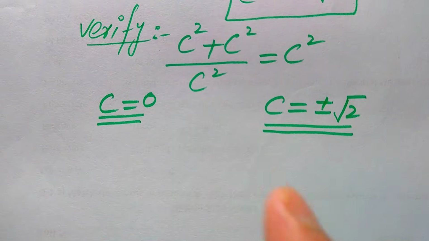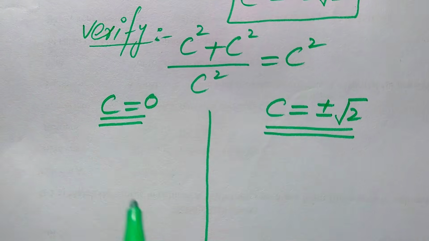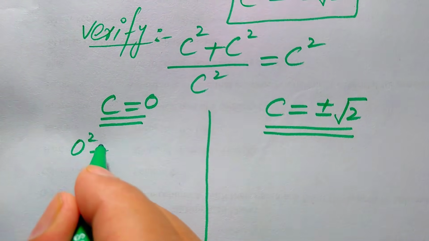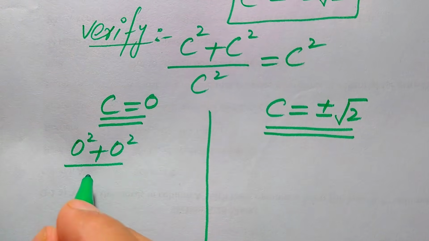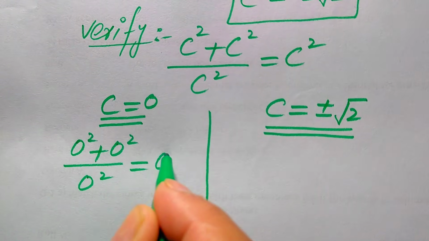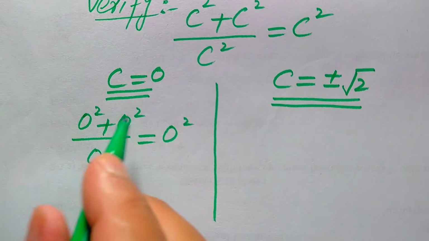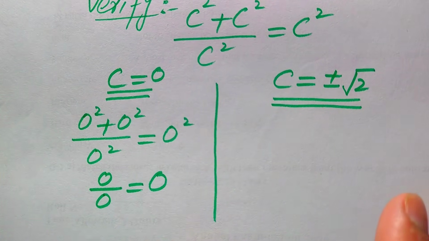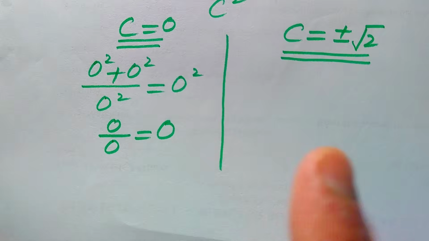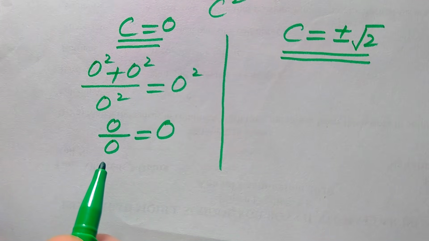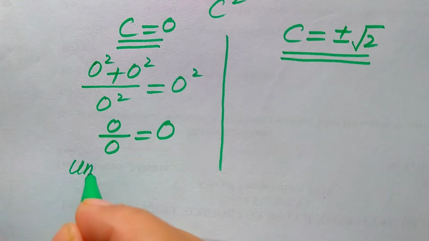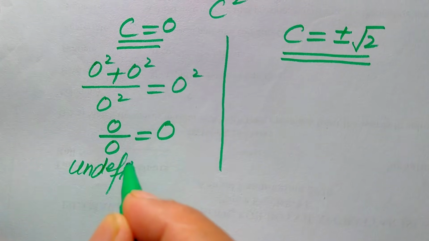So first we will verify c equals 0, and for this we substitute c equals 0 on both sides. It becomes 0 squared plus 0 squared divided by 0 squared equals 0 squared. So this becomes 0 over 0 form equals 0. You see here our left hand side becomes a 0 over 0 form, which is usually called an indeterminate form, or in other words, undefined.